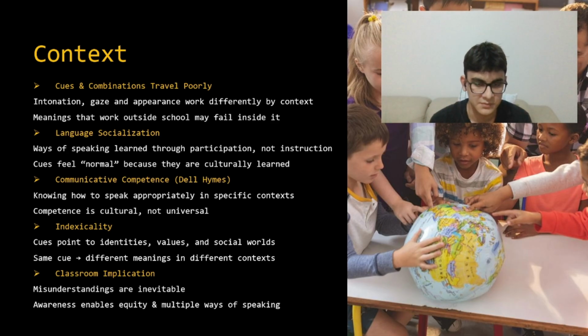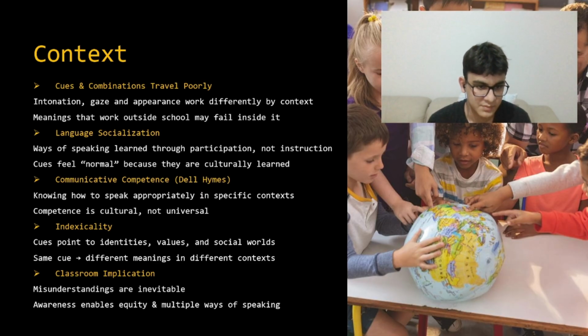This is an example from the MOOC we have from Dalheims. This is knowing how to speak appropriately in specific contexts. Competence is cultural and not universal, according to this example. Next, we have indexicality, which are cues that point to identities, values, and social worlds. The same cues mean different things in different contexts.